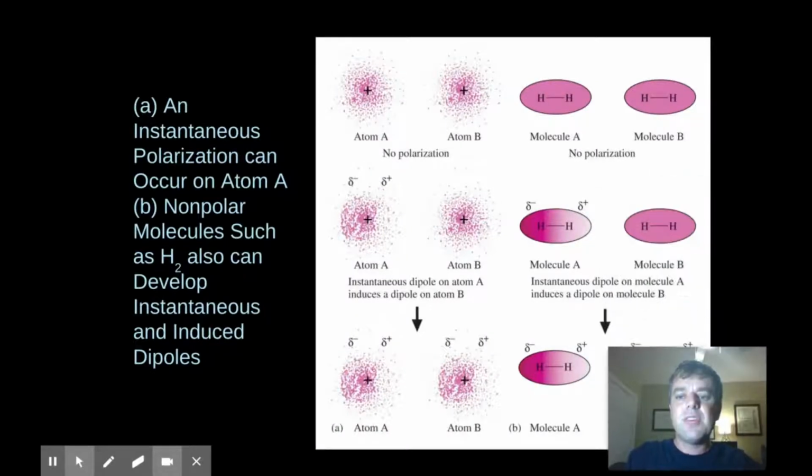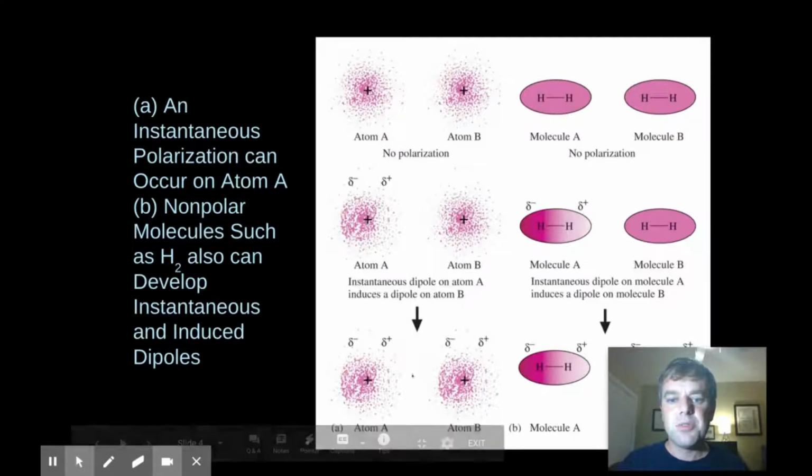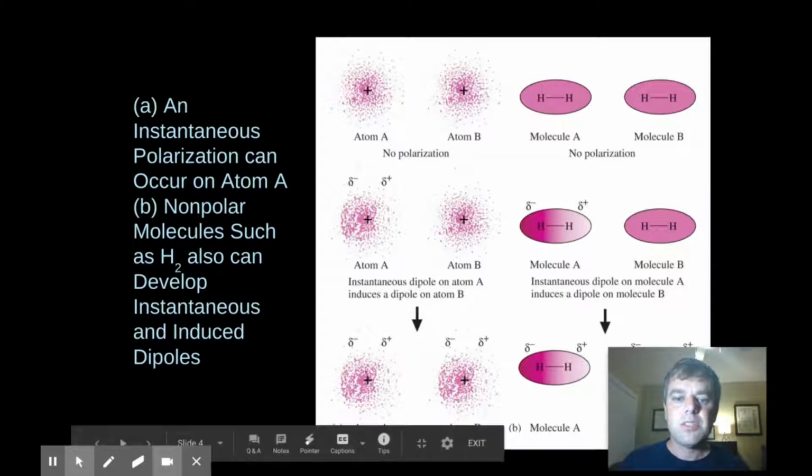So this kind of shows how this whole process happens with atoms. For instance, if you bring them close together, you could get this temporary shift in electron density, which then induces a shift in electron density on the other atom, so that you end up with a negative side and a positive side, and they're attracted to each other. In molecules, this could also happen.